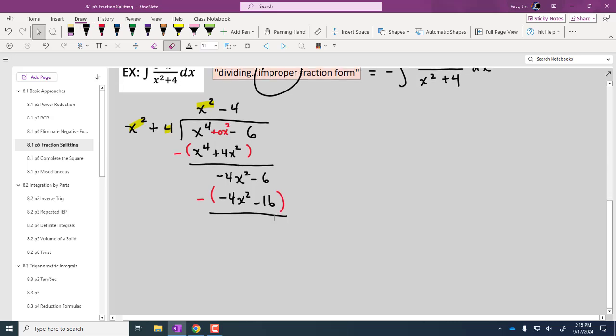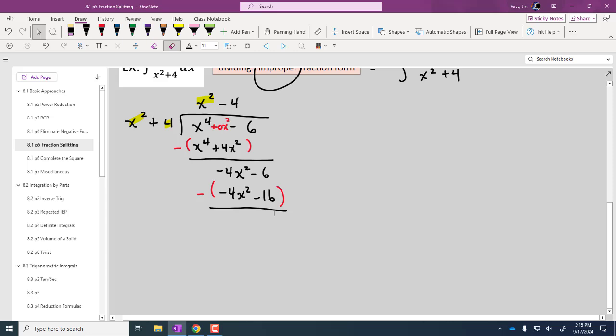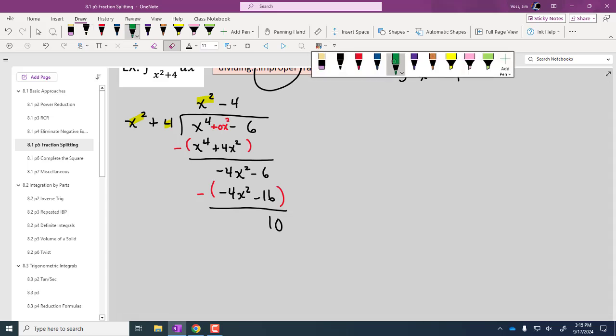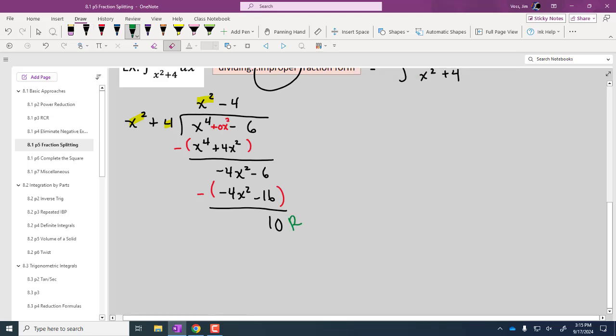So if we're subtracting all of that off, we're going to get 0, but then we're going to get negative 6 minus a minus is plus 10. So that's the remainder. That part down there is called the remainder. This part up here is called the quotient. And then the other thing is called the divisor.